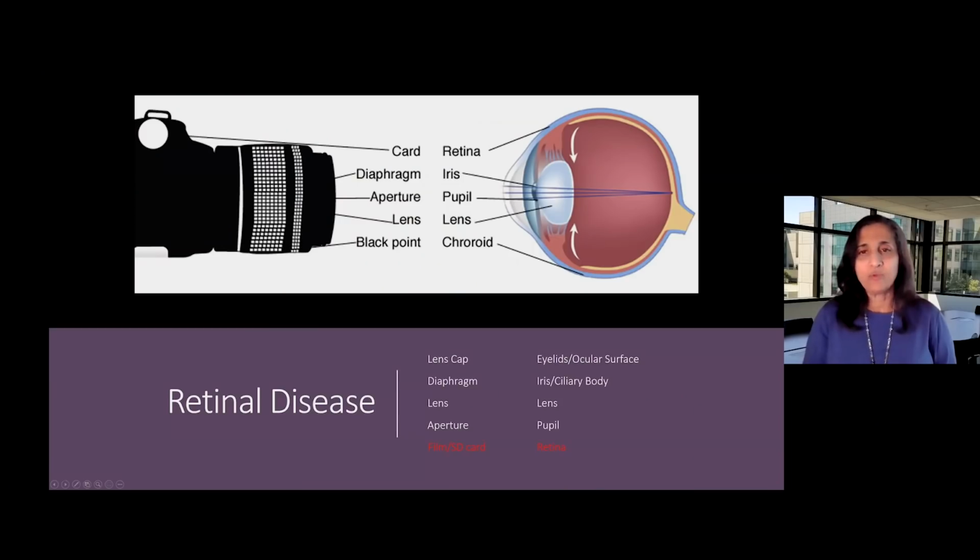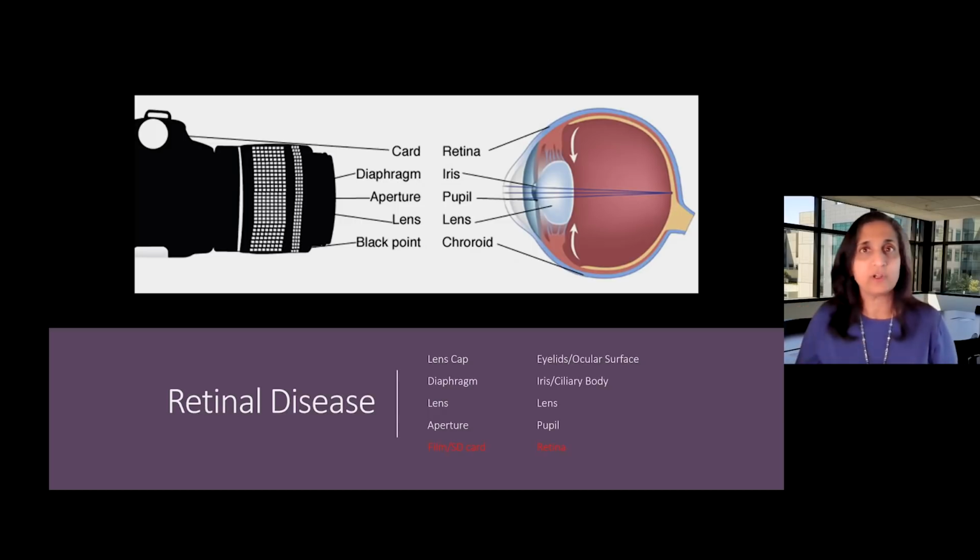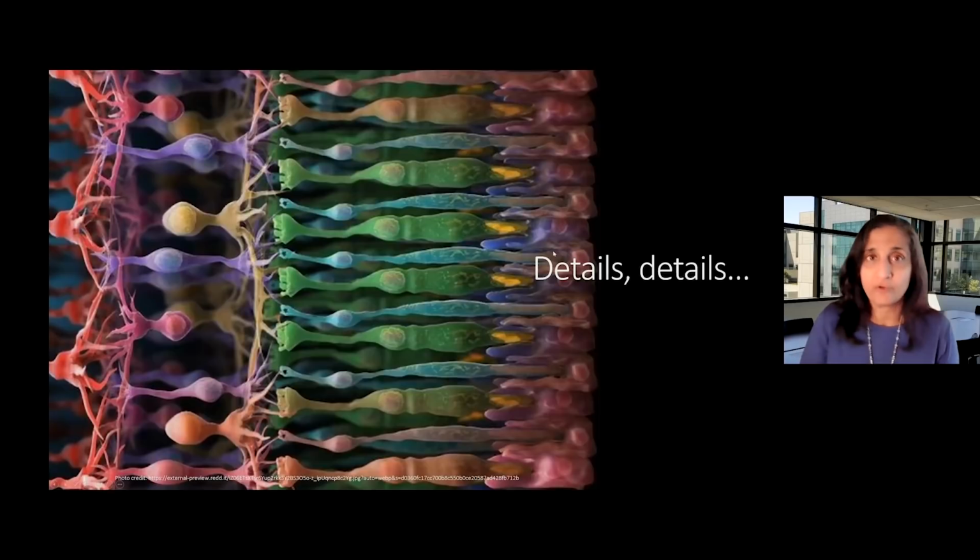We'll move then to talk about the retina. The retina is like the film in the camera. The retina is in the very back of the eye, and the function of the retina is to take that light image that is presented to it and transduce it into an electrical impulse that is then sent to the brain. Now, you can imagine that it takes a lot of complex circuitry for that to happen.